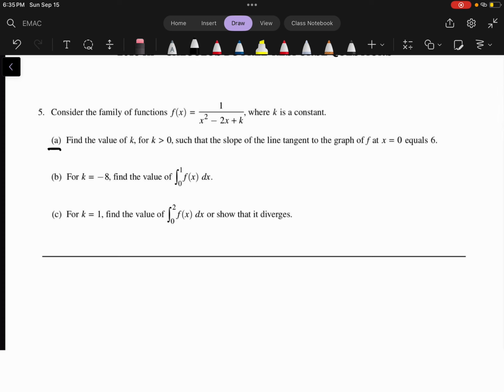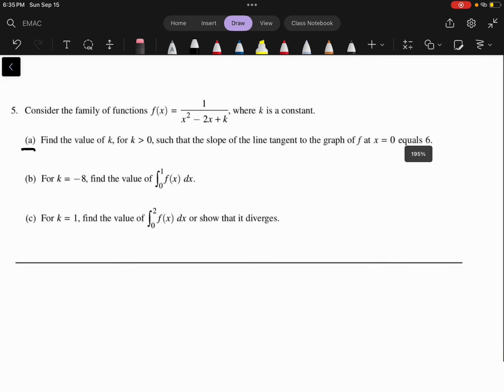Let's go through the question together. The question says, consider the family of functions f of x equals 1 over x squared minus 2x plus k, where k is a constant. Find the value of k, for k greater than 0, such that the slope of the line tangent to the graph of f at x equals 0 equals 6.